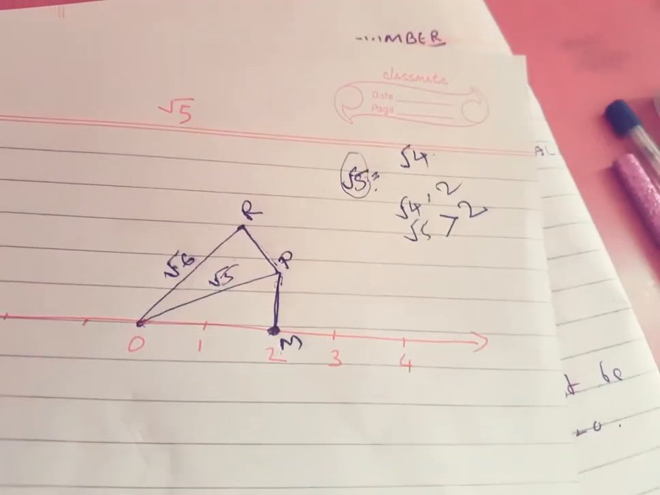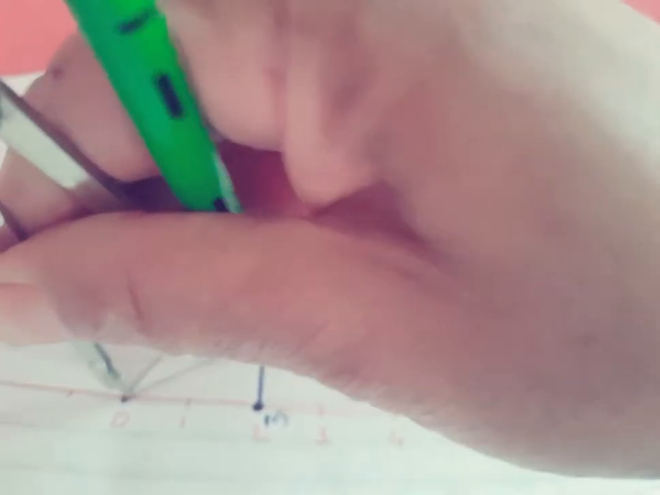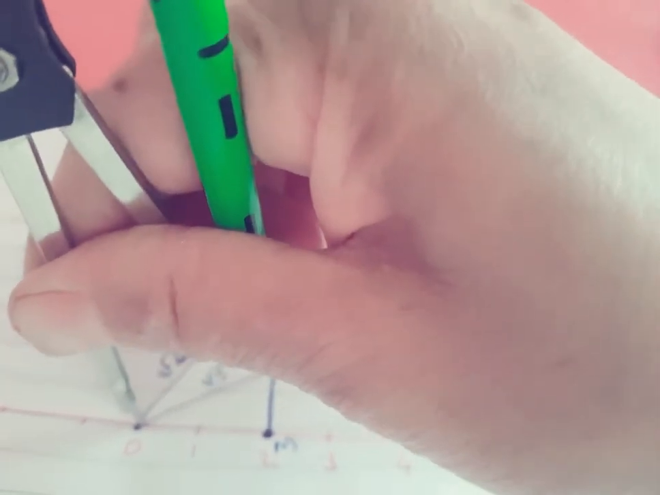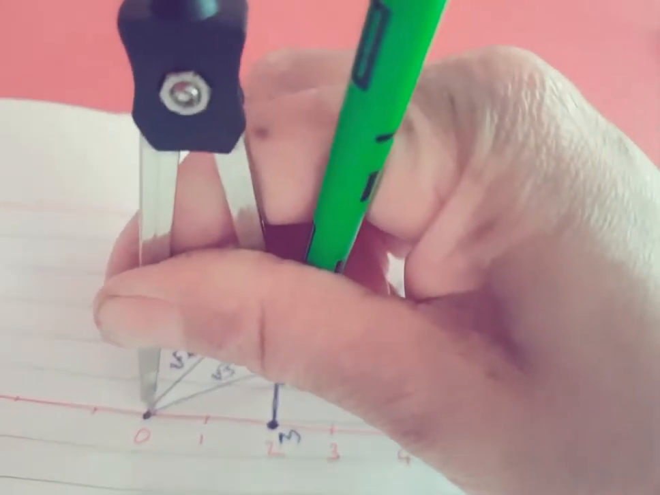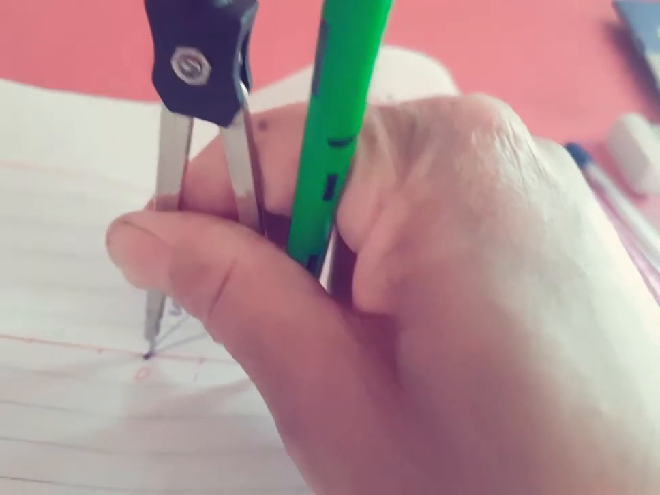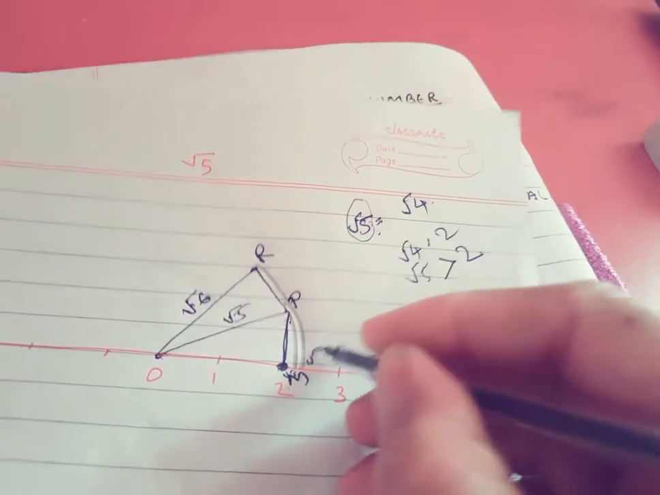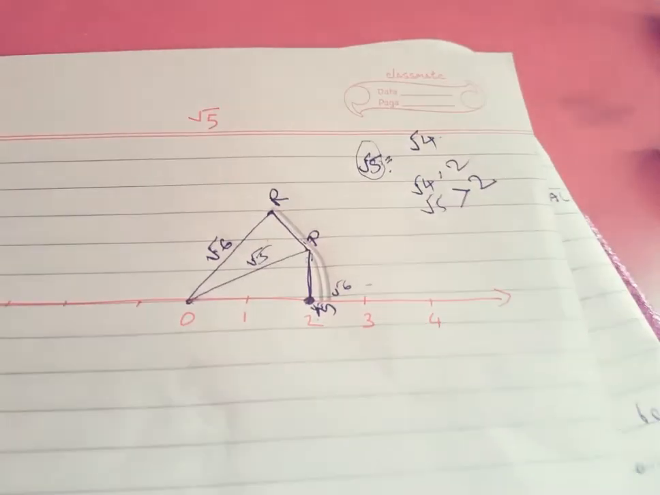So to plot root 5, you have to keep the center as O and radius OP. This is root 5. So if you want root 6, this is root 6. This is root 5 and this is root 6. Likewise.